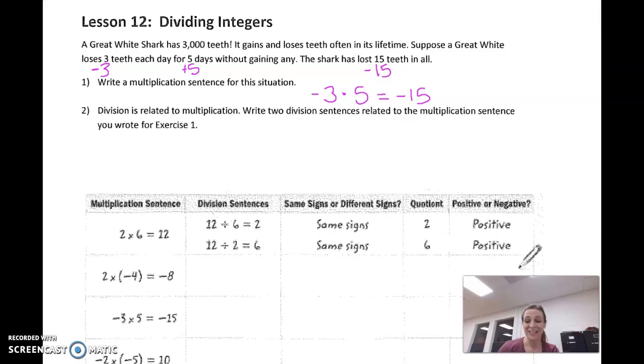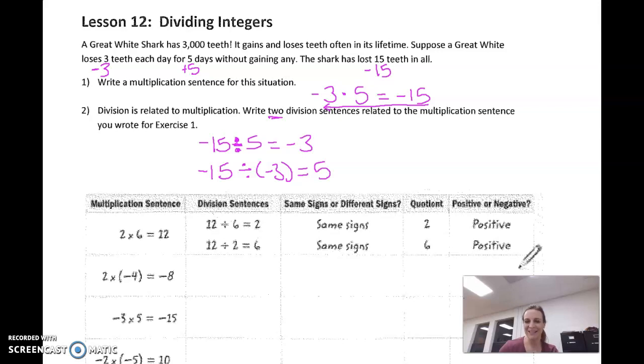Division, though, is related to multiplication. They go together. So we need to write two division sentences that are related to the multiplication sentence. Remember, to do division, we kind of go backwards, right? I'm going to start with a negative 15, and I'm going to divide that by 5. Negative 15 divided by 5 is going to equal a negative 3. Well, these two are interchangeable, so we could also write this as negative 15 divided by a negative 3, if I change these around, and that's going to equal a positive 5.